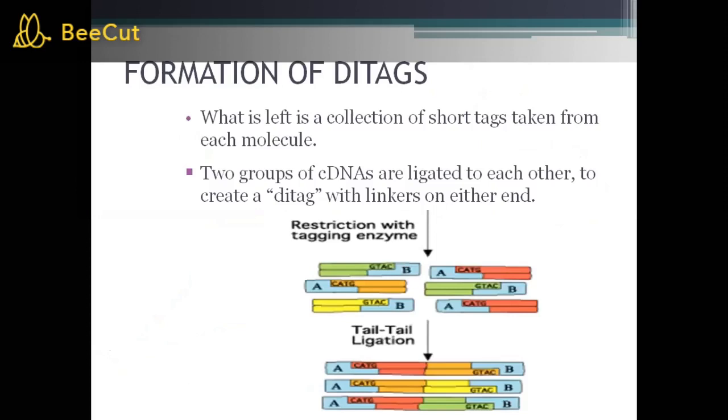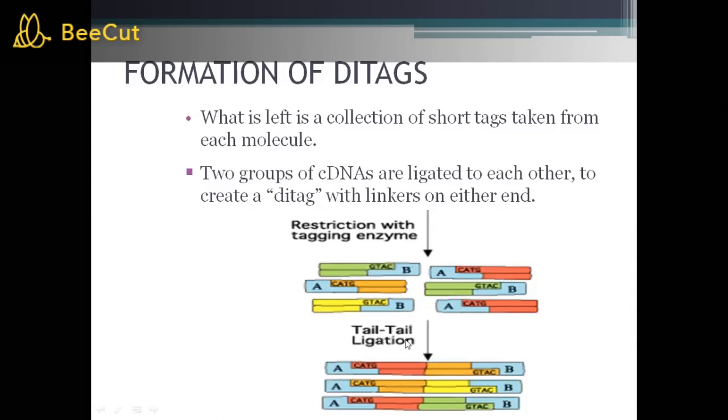The next step is formation of ditags. What is left is a collection of short tags taken from each molecule. So from each molecule, whatever is left can be considered a short tag. Two groups of cDNA are ligated to each other to create a ditag with linkers on either end. So we have to ligate these two tags from the cDNA molecules, so that we get the ditag. Ditag means two tags.